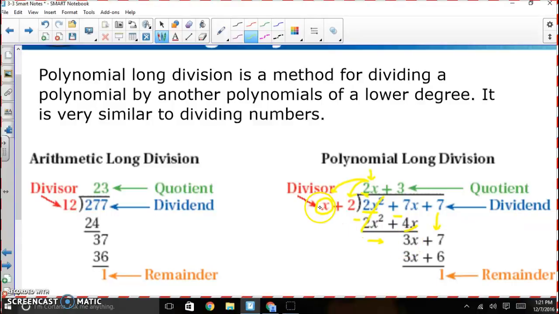3x divided by x leaves us with 3. We take this 3 and distribute it to our binomial, giving us 3x plus 6. We need to find out what's left, so we change the signs, representing the subtraction. The first term should always cancel out, and we are left with a remainder of 1. So it is possible with polynomials to be left with a remainder.